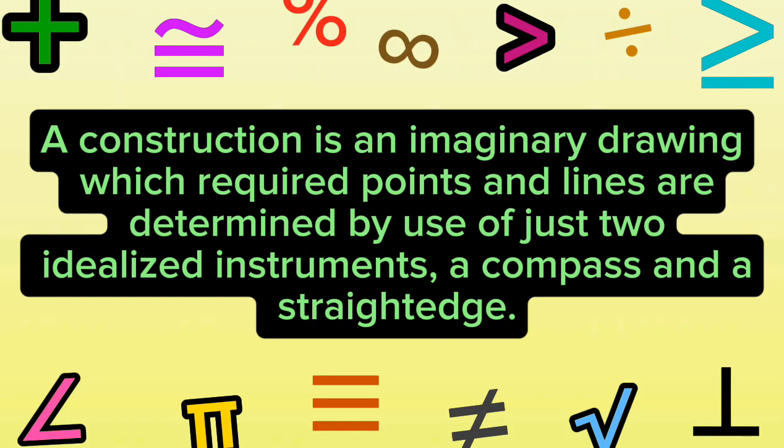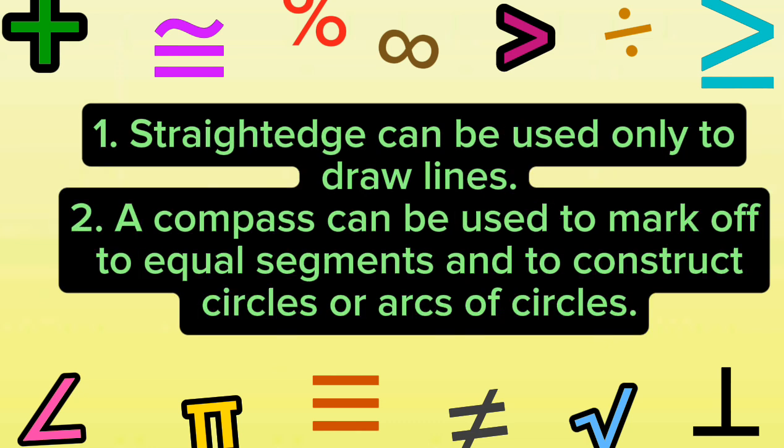Construction. A construction is an imaginary drawing in which required points and lines are determined by use of just two idealized instruments, a compass and a straightedge. The basic rules governing the use of these two permissible instruments are as follows.